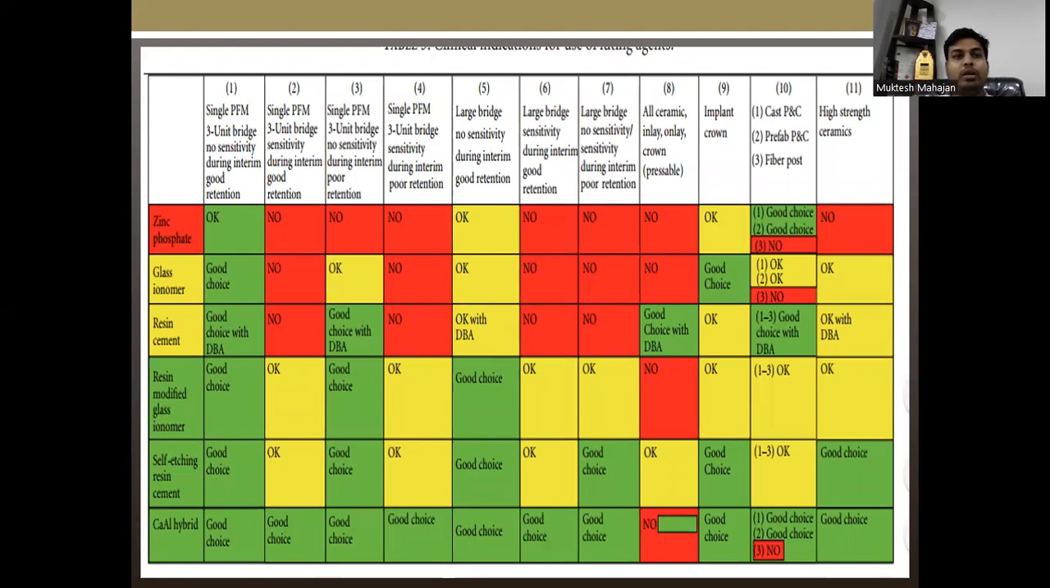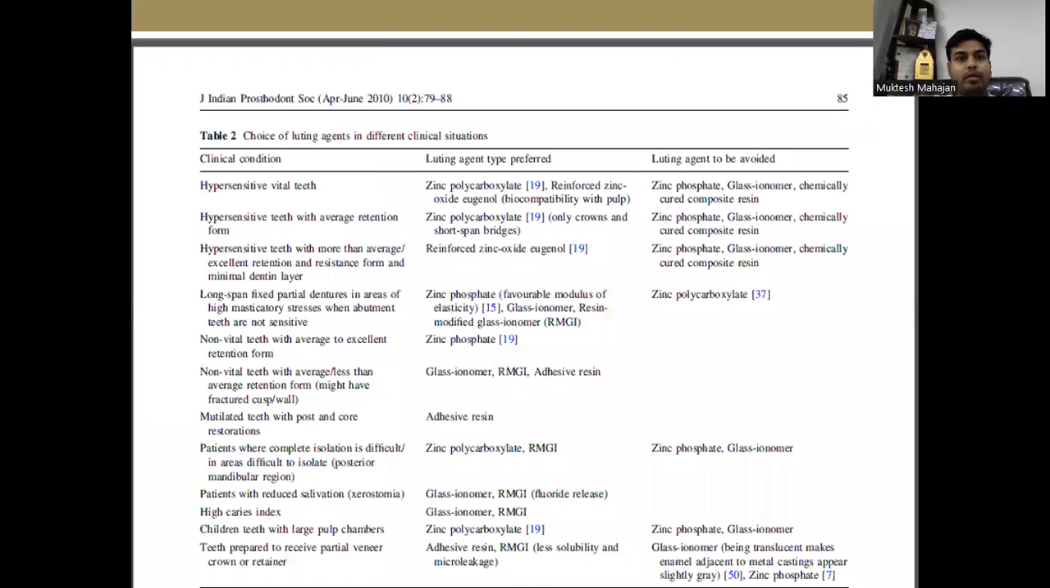Again, this is the chart where all the cements and the crowns are indicated, with a recommendation for the good choice and other cements that can be used with the crown. This chart is taken from the Indian Prosthodontic Society Journal. This again gives the clinical condition, the luting agent that is preferred, and the luting agent to be avoided.